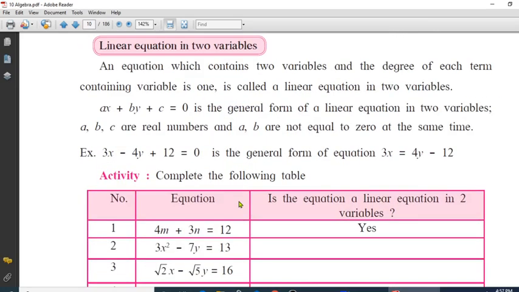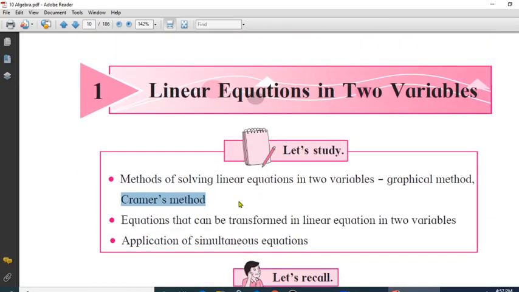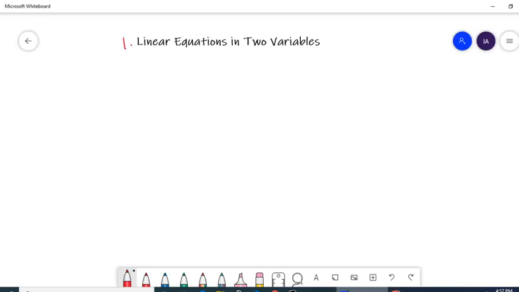In this, first we need to understand what a linear equation is. Linear basically means the highest degree is 1. It should not be greater than 1. So it will be called a linear equation. Linear means the highest power, the highest degree, should be 1. Two variables means the equation must have two unknown values.